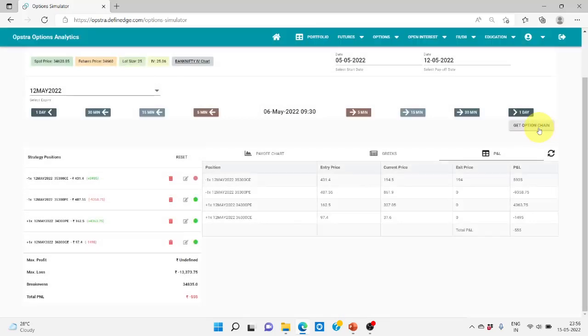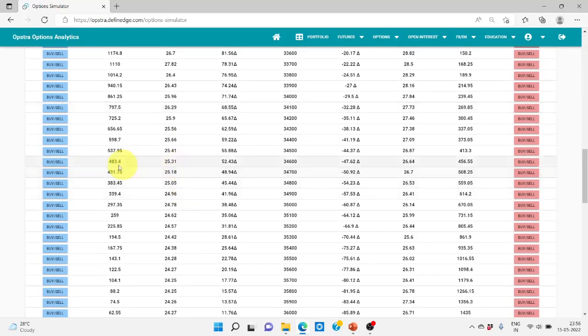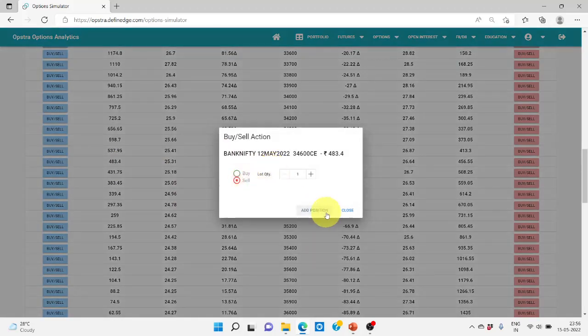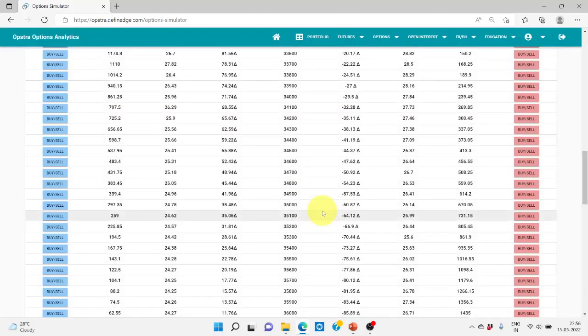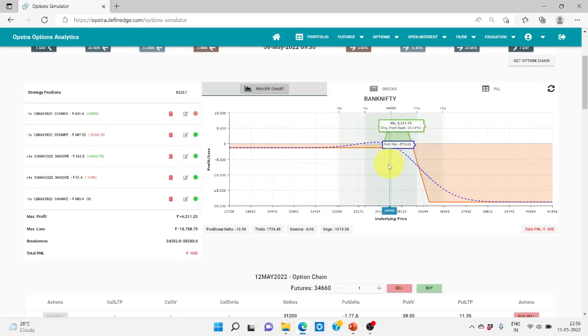and we are going to sell an ATM call, which is the 34,600 call. So once we sell this, our payoff chart will look like this.